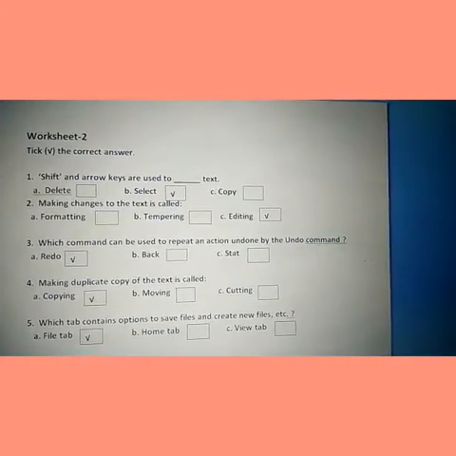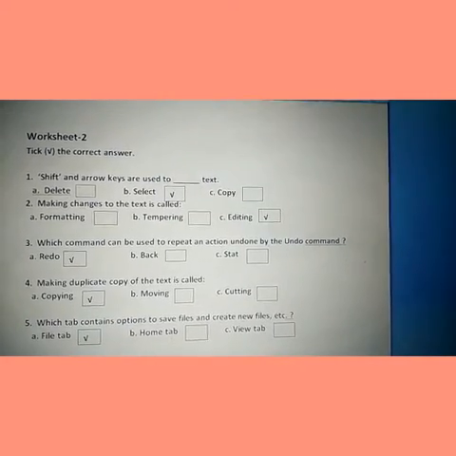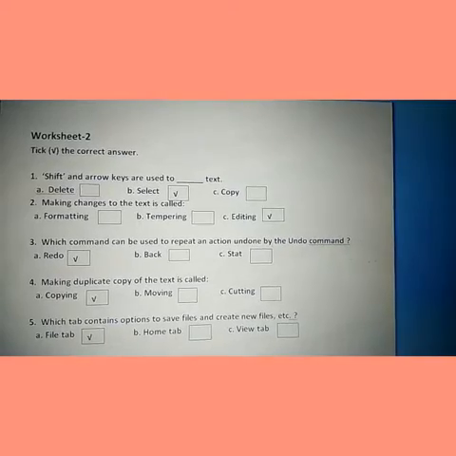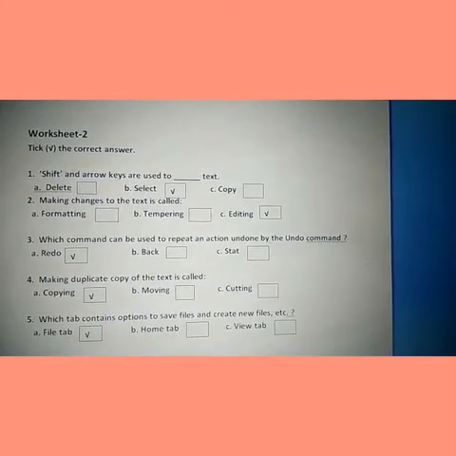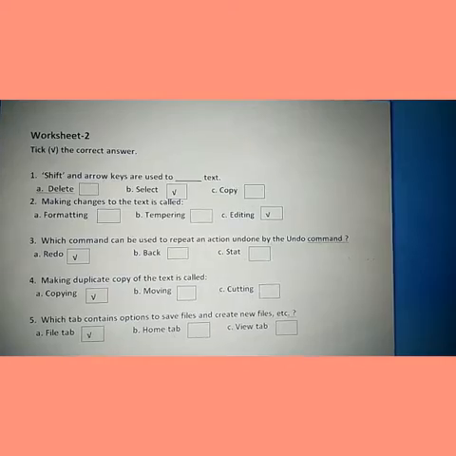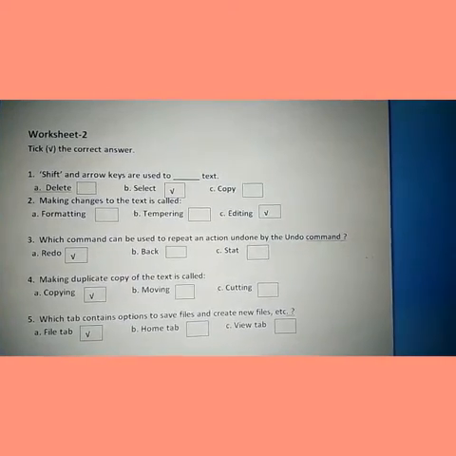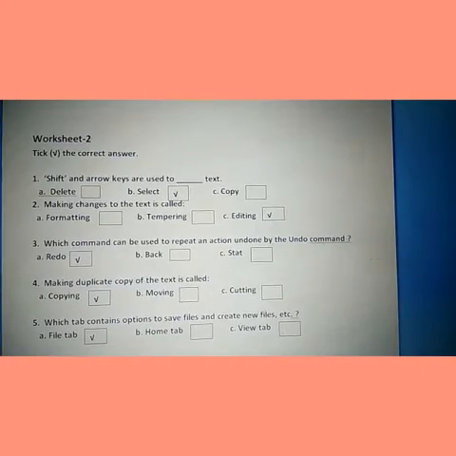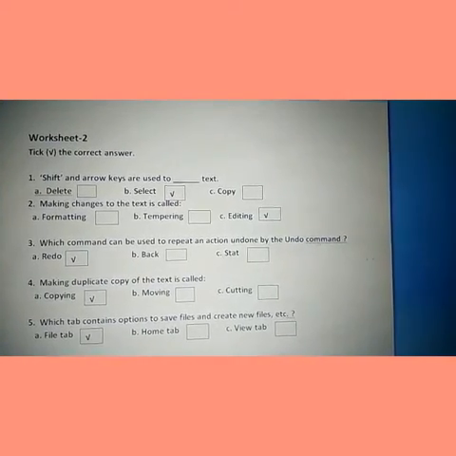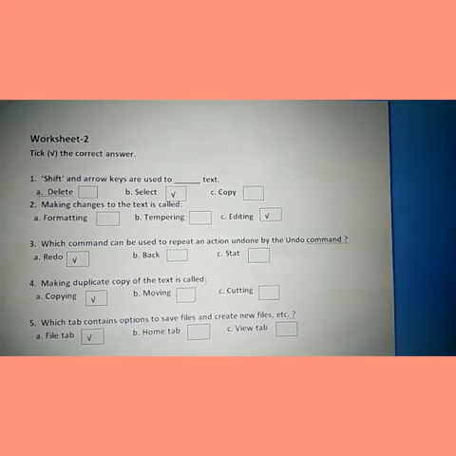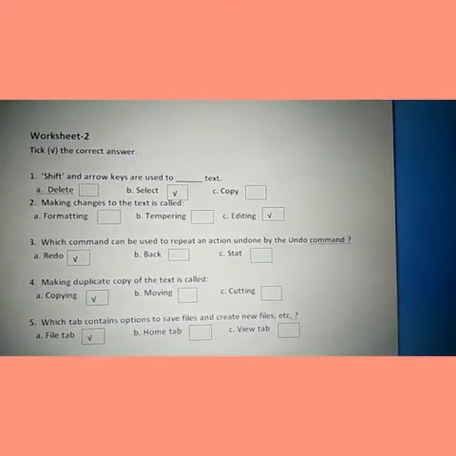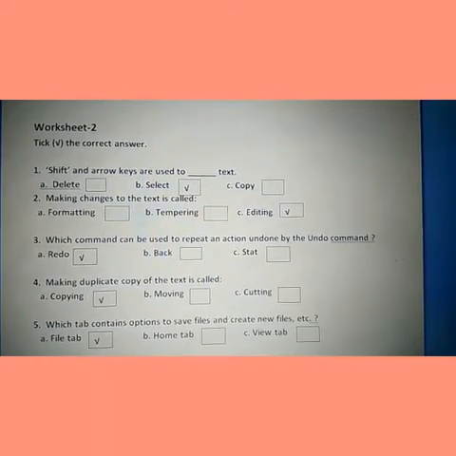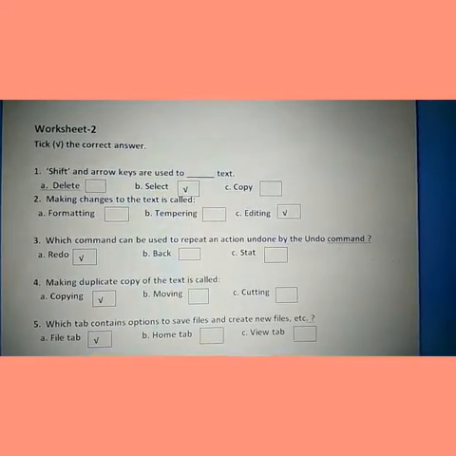Now students, come to worksheet number 2. See properly and fill it in your book. Choose the correct answer. First, shift and arrow keys are used to dash text. Which one, students? B, select. Mark select. Then second, making changes to the text is called, we know very well, C is correct, editing. Mark the C option. Then next, third, which command can be used to repeat an action undone by the undo command? A is redo. Okay.